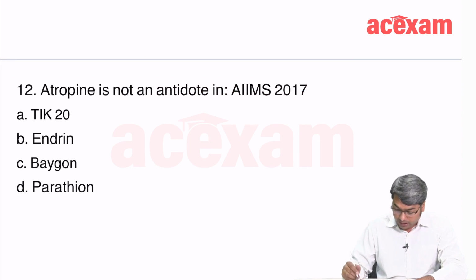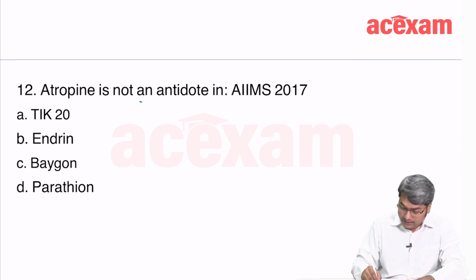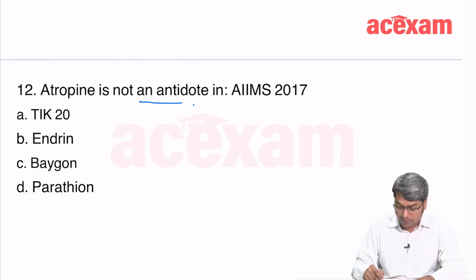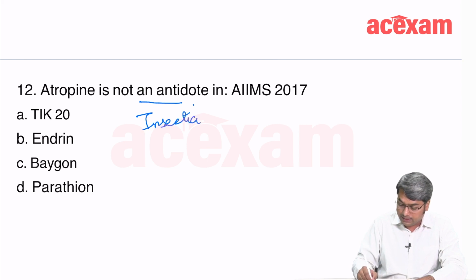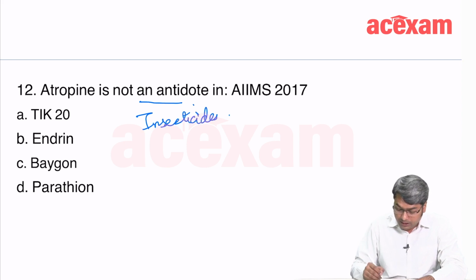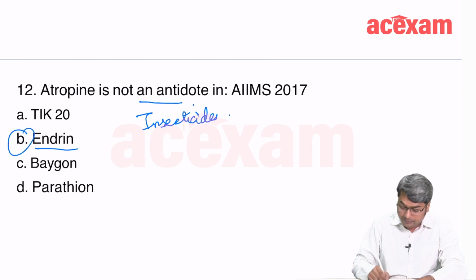Atropine is not an antidote in which of the following? TEPP, Endrin, Baygon and Parathion, all are types of insecticides. And out of these, atropine is not effective against Endrin. Okay.